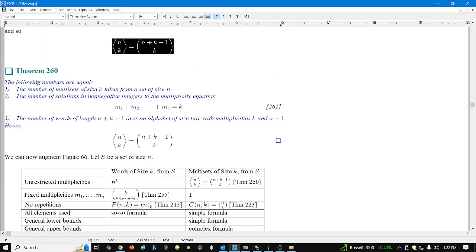And this is simply a repetition of what I just said. And we can now fill in this cell in our table.